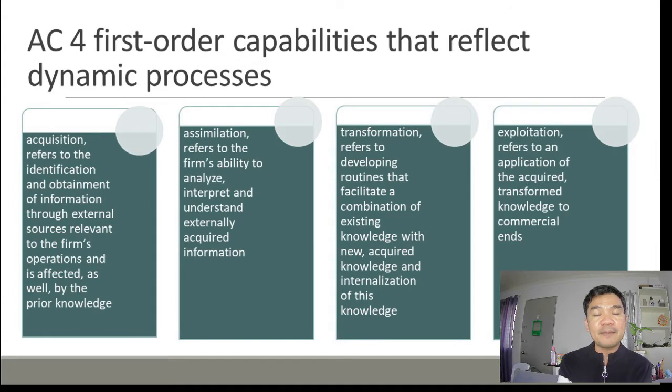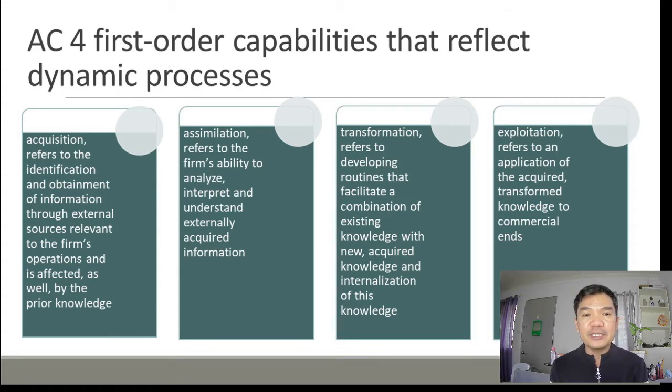So we have absorptive capacity for first order capabilities that reflect a dynamic process. As I've said before, there are only three major processes illustrated in the definition, but if we look at this, the absorptive capacity dynamic process would be acquisition, assimilation, transformation, and exploitation, where acquisition refers to the identification and obtainment of information through external sources relevant to the firm's operation and is affected as well by the prior knowledge.